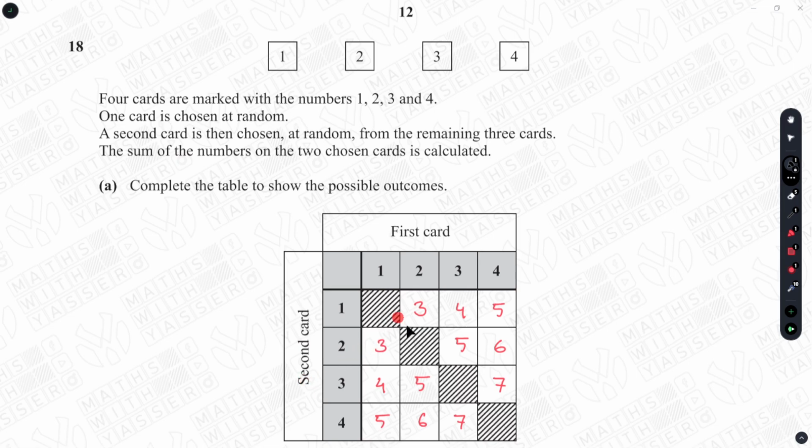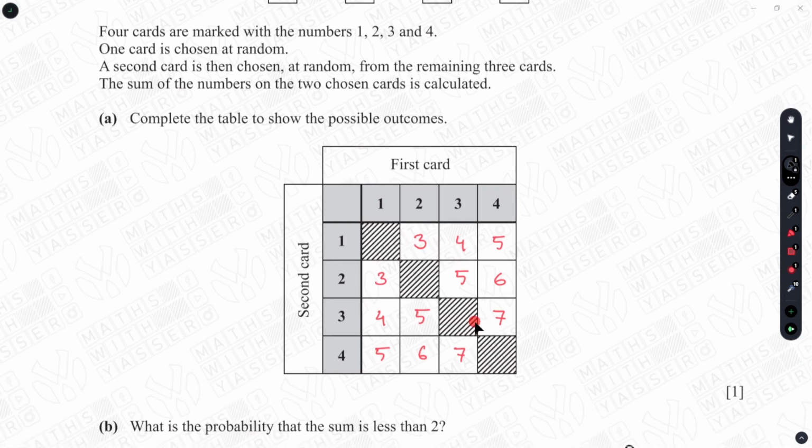The reason why these are shaded is because if you pick the card which says the number 1, you will not get to pick it again because you have already picked it. And then you can only choose from 2, 3 and 4. So we simply have to now complete this table.